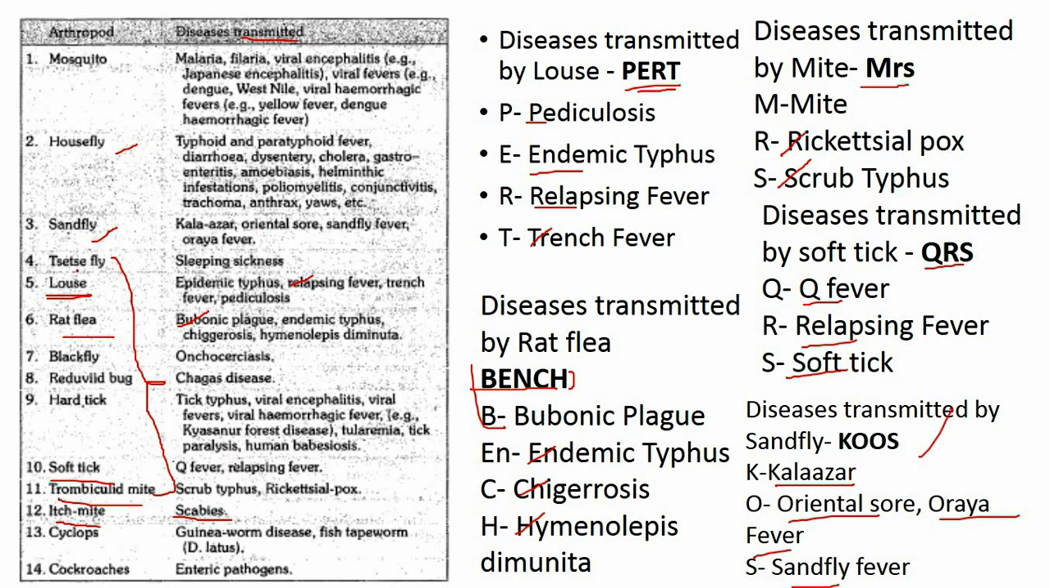Tsetse fly, as the name indicates, it is T for sleeping sickness, so you can remember it easily. Black fly or onchocerciasis, Reduviid bug, Chagas disease. These are all unique diseases. You don't have to confuse between these things.